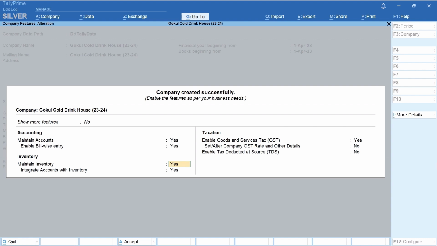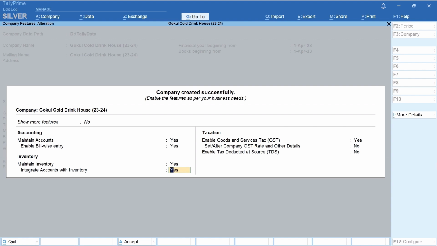In our case, the company Gokul Cold Drink House is a trading company that purchases cold drinks from suppliers and sells them to customers. In this process, it is important to know which brand of soft drink is available and in what quantity. So in our case, we will have to maintain inventory. We will set maintain inventory to yes.